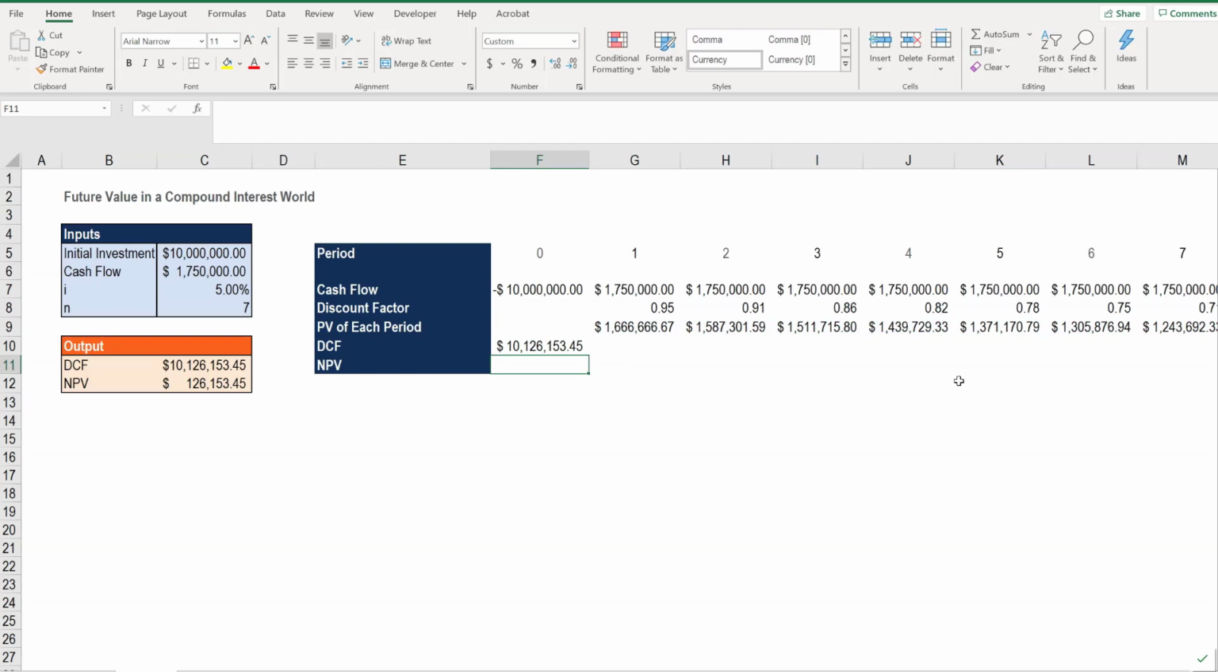The NPV of the project is the DCF, discounted cash flow, minus the initial investment, which in this case is positive $126,000. Alternatively, we could use the formula for DCF to figure out the value of all the different cash flows, which is namely the cash flow of $1.75 million discounted at 5% for 7 years. And that would also give us the same value of $10,126,153.45.